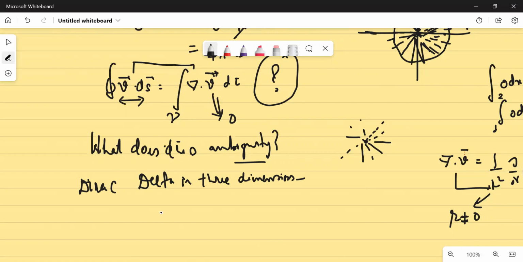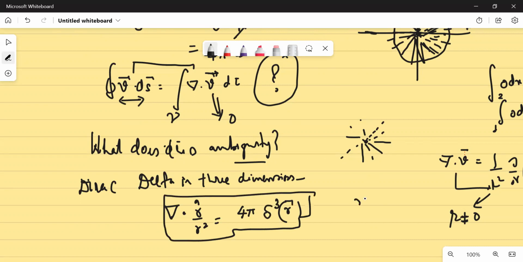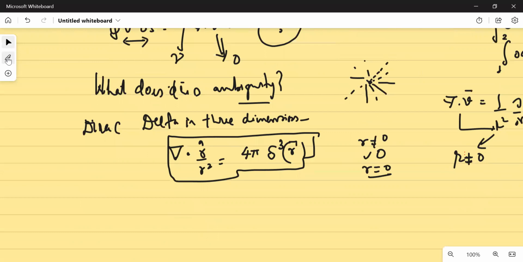So what I would write is that del dot r cap upon r square would not be equal to 0. Rather, it will be equal to 4 pi times the three-dimensional Dirac delta. Why would I write it this way? Because you can see that for all r not equal to 0, it should be equal to 0. Fine. But at r equal to 0, there is a certain contribution. And that contribution, if I evaluate it from the surface integral side, I'm getting 4 pi. So in order to write this, I've multiplied it with a constant. The properties remain the same.